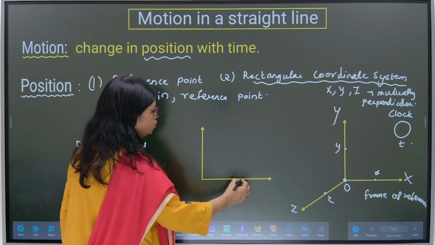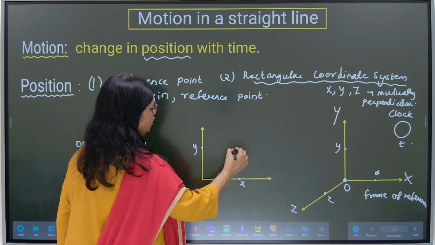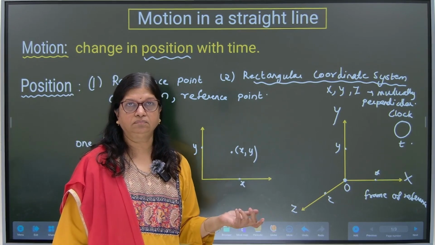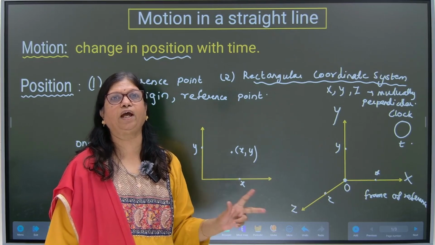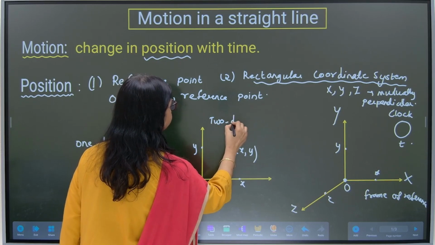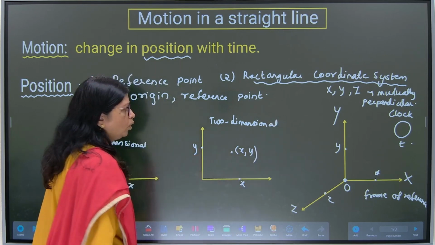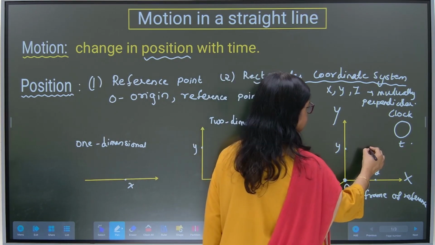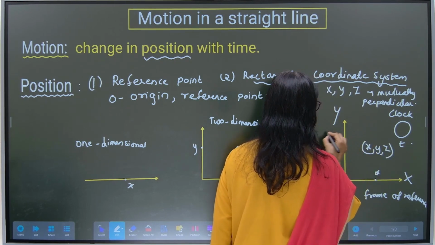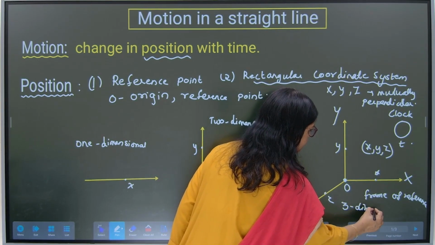If there is a change in two coordinates, we write here: this is the x coordinate, this is the y coordinate, this you have learned. So if there is a change in two coordinates, x and y, then this particular motion is two-dimensional motion. Now if I have three dimensions or three coordinates, then this is a three-dimensional motion.